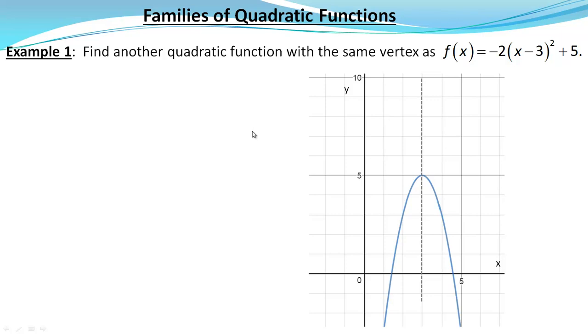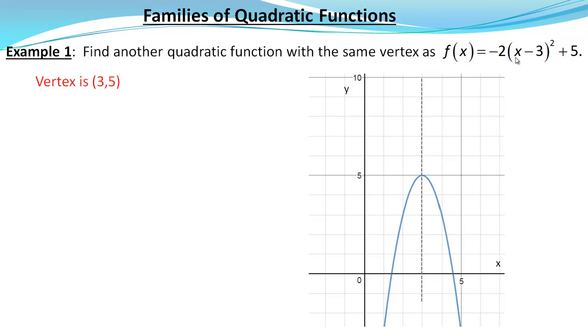In this tutorial, we're going to take a look at families of quadratic functions through 4 different examples. In the first one, you're asked to find another quadratic function with the same vertex as f of x equals negative 2 times (x minus 3) squared plus 5. So this is in vertex form right now, so the vertex would be at 3, 5.